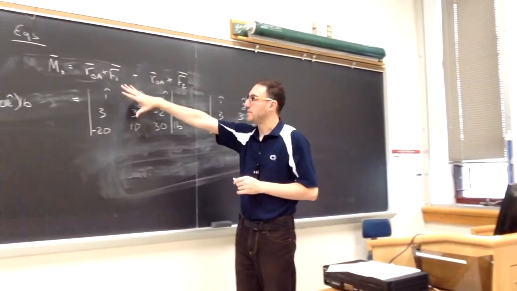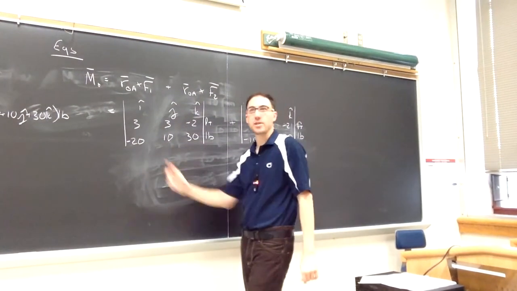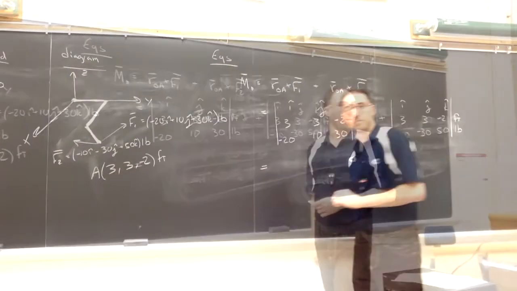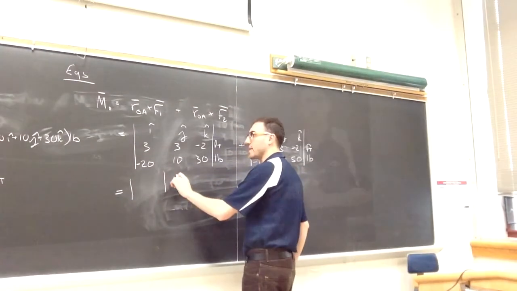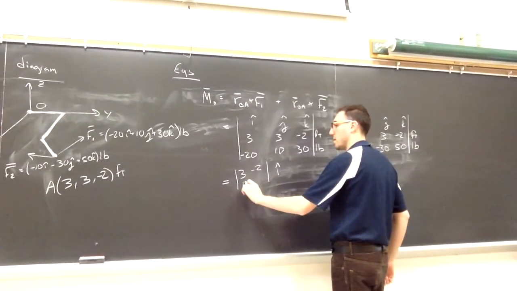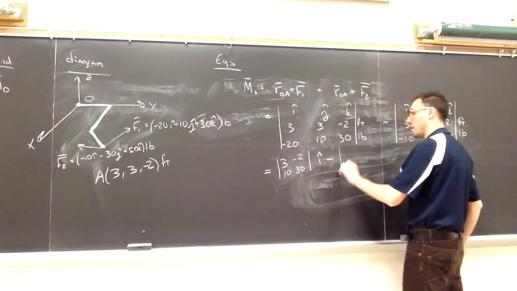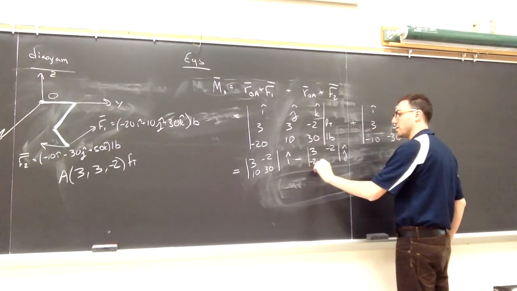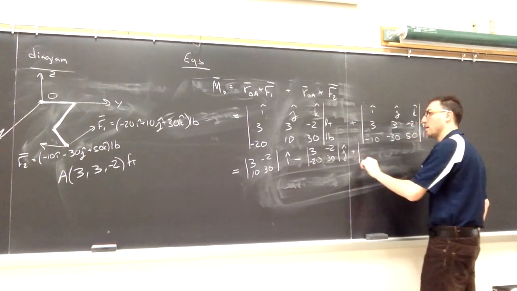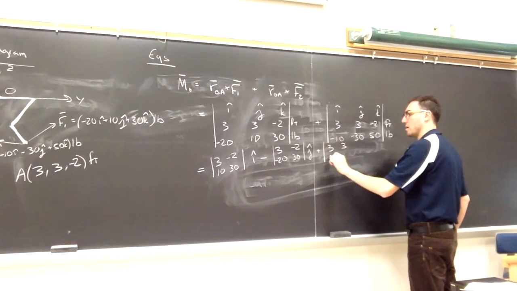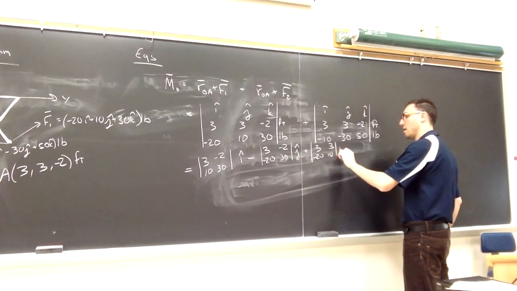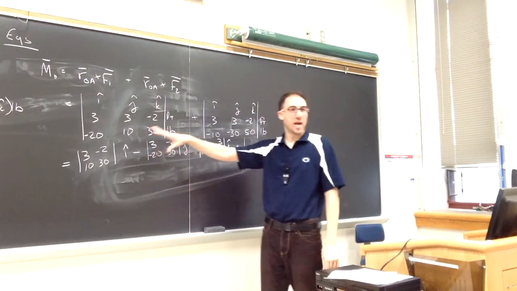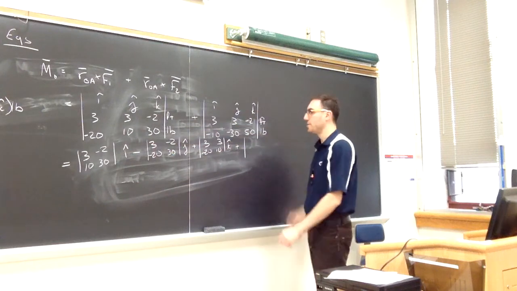All right, so take a couple minutes and expand these out so that we can get the moment in its I, J, K components. We want to expand this the same way we did the last one. The J, -2, 20, 30. So we expand the I, the J, and the K from the first, and then we do the same to the second.